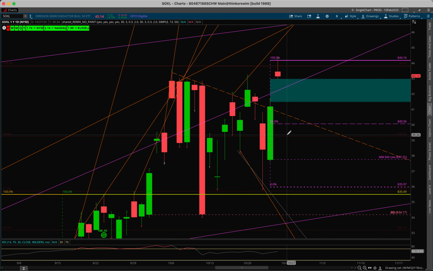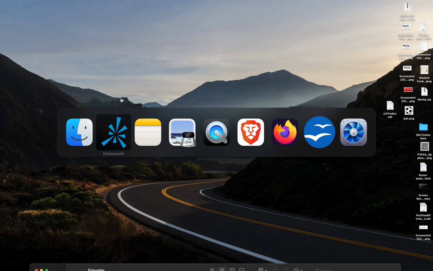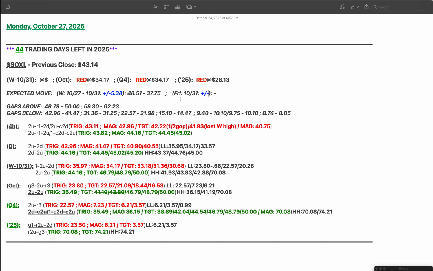So when we get this sideways action and the pullbacks, it really helps reset things and gives you better chances to get better contracts, right? So I guess that's enough. Let's go to the hard numbers. Let's go to the numbers here in our notes.